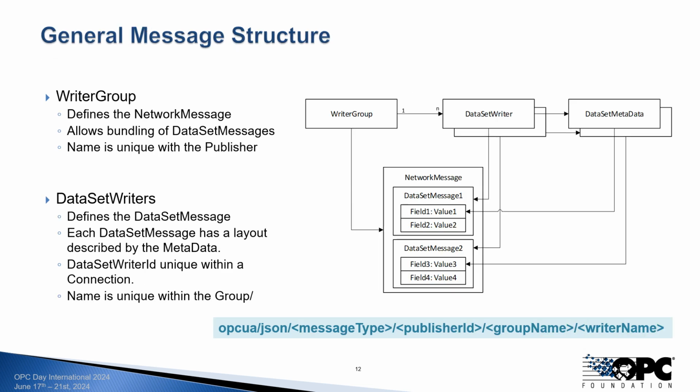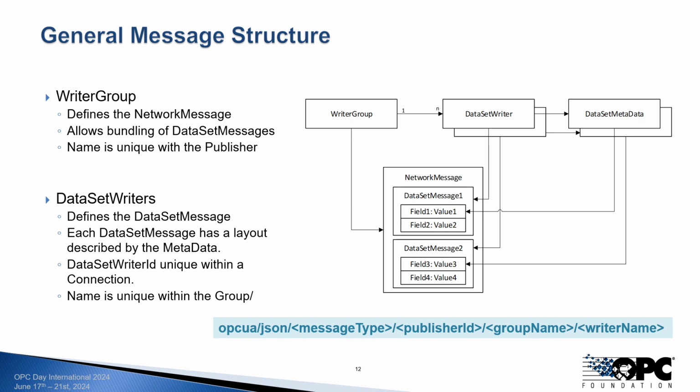So, a more graphical display of how these groups and the writers and the metadata all fit together into the messages. The network message itself, in the previous examples where I showed you a couple JSON messages, is the simple case where you have one data set in a single network message. And that is a very common use case, and we'll see that a lot.